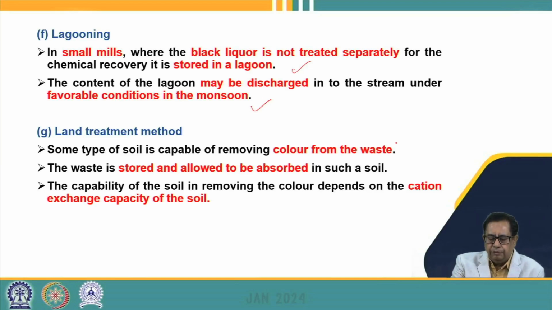Some soils are also capable of removal of the color from the waste. So here the waste may be stored in such type of soil, so that the color which is there in the wastewater can be absorbed by the soil, and this will also depend upon the cation exchange capacity of the soil. So the land treatment method may be employed, but we have to also see that toxicity is not induced in the soil, or infertility of the soil does not happen.